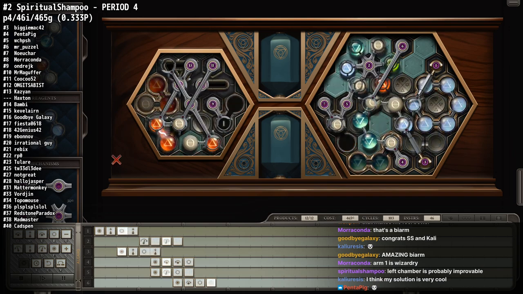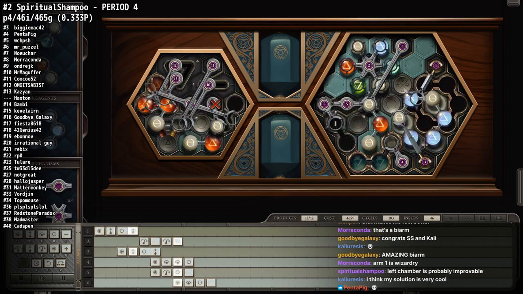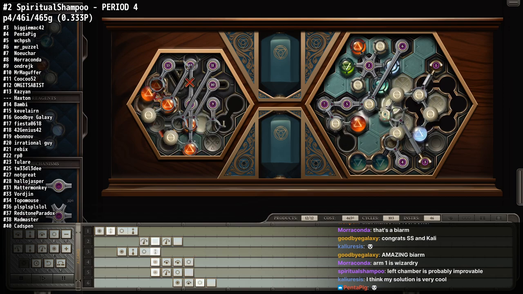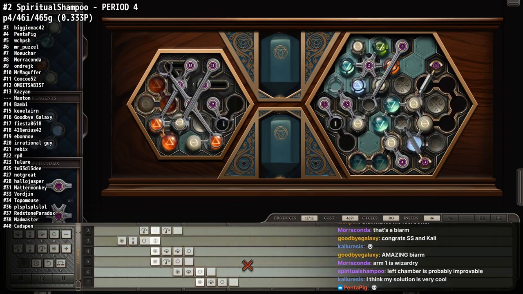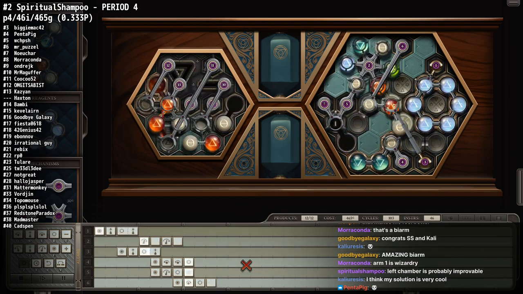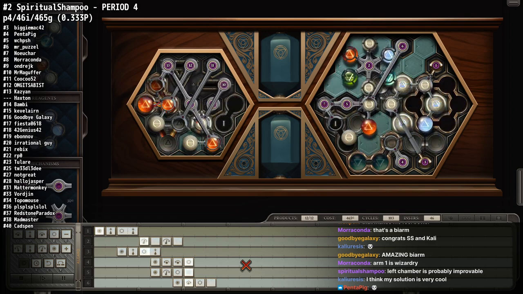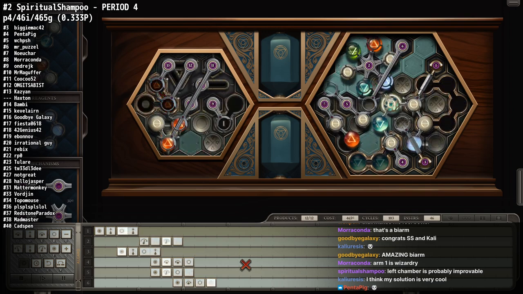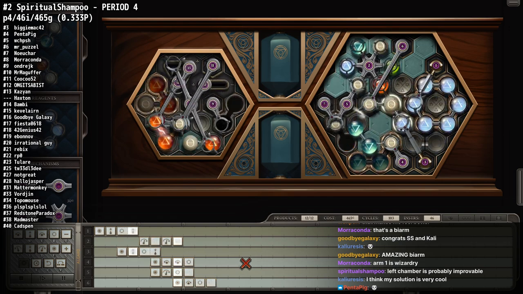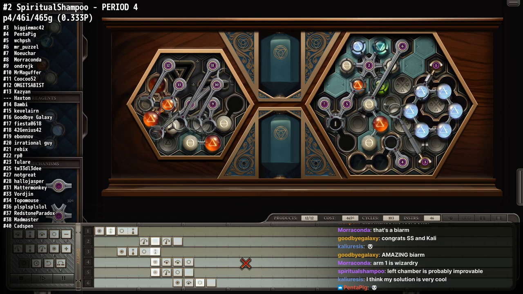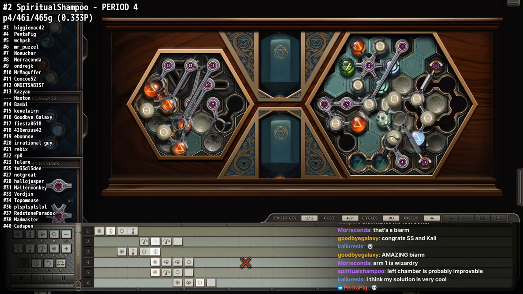But yeah, Spiritual Shampoo in chat saying the left chamber is probably improvable. So there's a lot of things going on. Improvable, yeah, it does. But their right chamber is definitely amazing, though. Because to think about debonding while also getting the right duplication is a scary thing to try and work out. That's why this works, because you have to consider duplication and debonding at the same time and just hope that you can get them to synchronize without colliding.